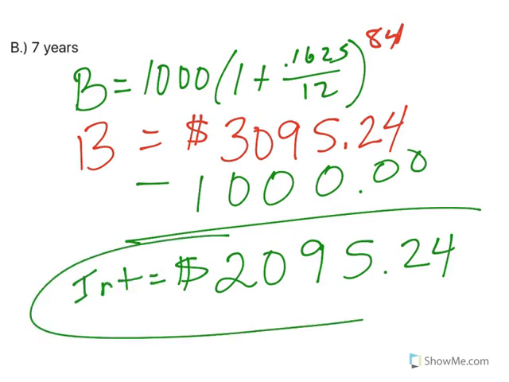I'm going to take away the $1,000 I started with, and after 7 years, I've earned $2,095.24 in interest. So you can see we went from $622 in interest to $2,095 in interest. Huge jump in those 4 years of difference. And now let's go to 15 years and see how much interest we're going to have.